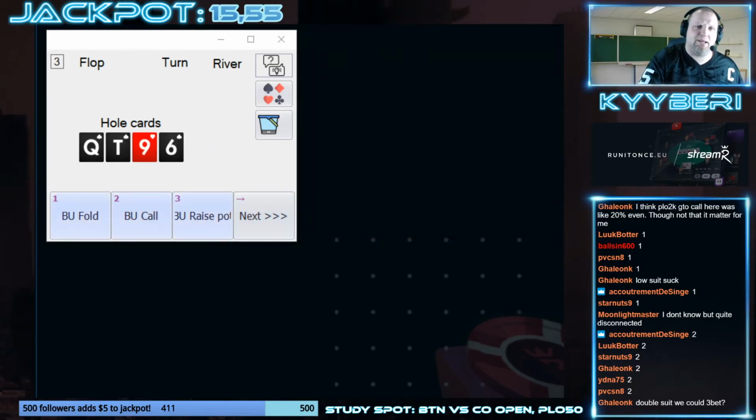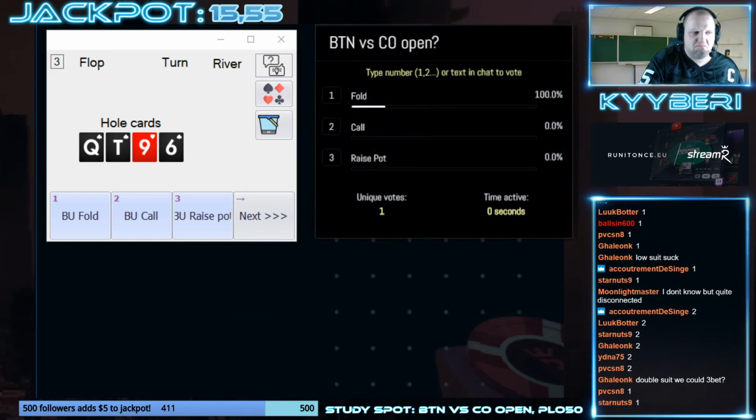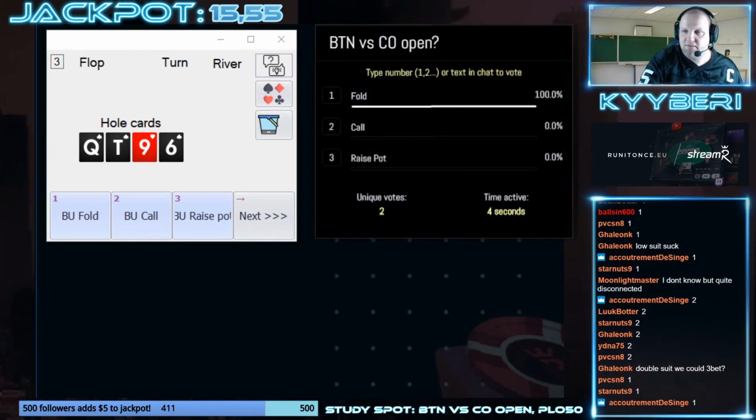King, queen, then 9. Well, it's not wrap. There's just a gap on the top and a double gap on the bottom. Three spades. Is there a reason to play this hand? Would anyone play this hand?